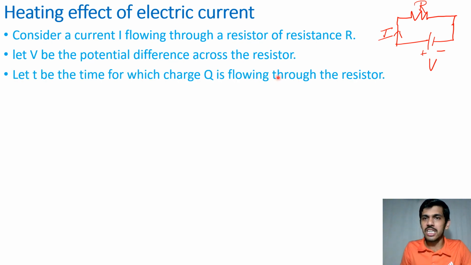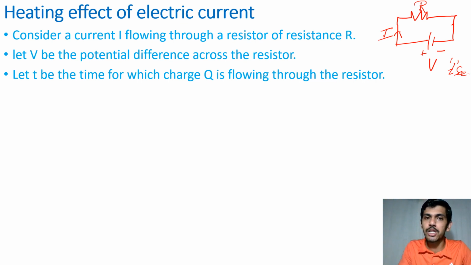Let this particular circuit be switched on for a time interval of t seconds. For t seconds it will be working, it is on. And in this time interval of t seconds, a charge of q coulombs is getting from one point to the other point.